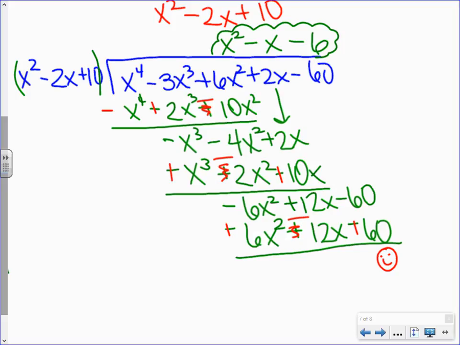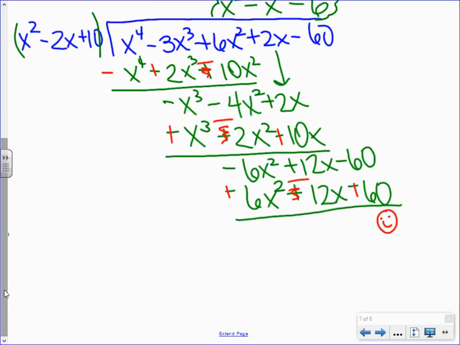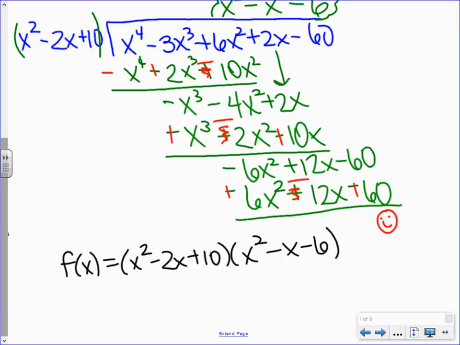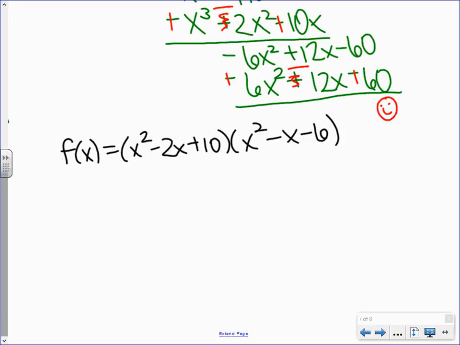Okay, basically, we figured out that our function is x squared minus 2x plus 10 times x squared minus x minus 6. We already know the zeros from this quadratic. Now we need the zeros from this quadratic. How are we going to get those? This is like the best trinomial to factor, right? What multiplies to negative 6 and adds to negative 1?